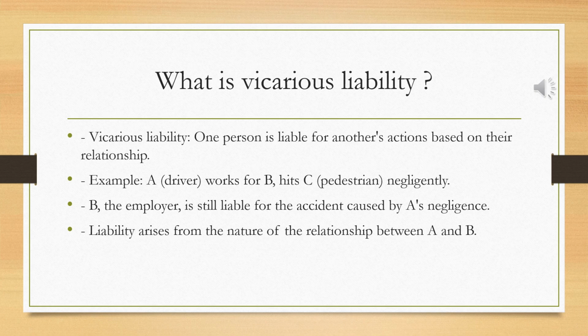Vicarious liability means the liability of a person for an act committed by another person, and such liability arises due to the nature of the relation between the two. For example, A, who is a driver who works for B, while driving B's car for taking him to his office, hits C, a pedestrian, due to his negligence in driving. In such a case, even though B was not driving the car, he will still be liable for the accident which was caused due to the negligence of A.